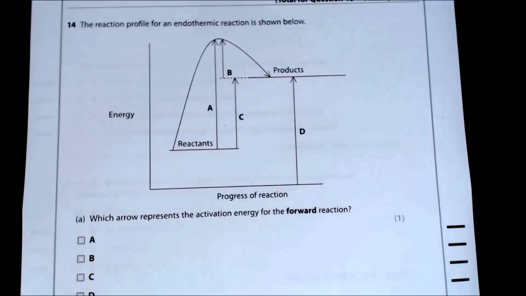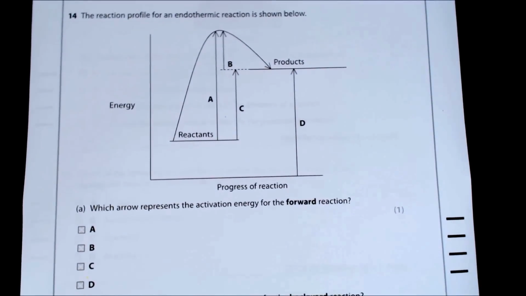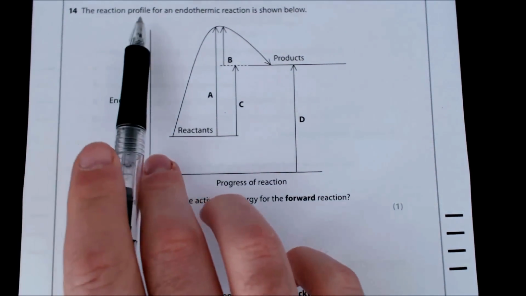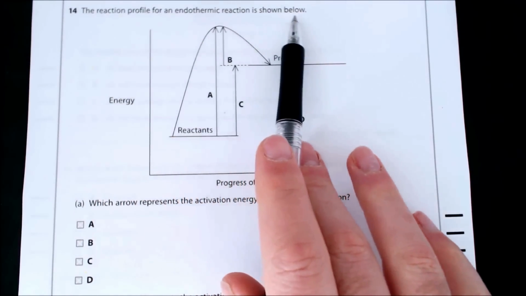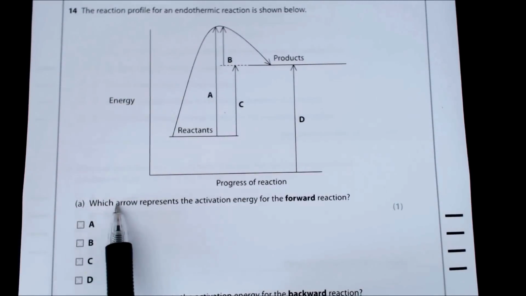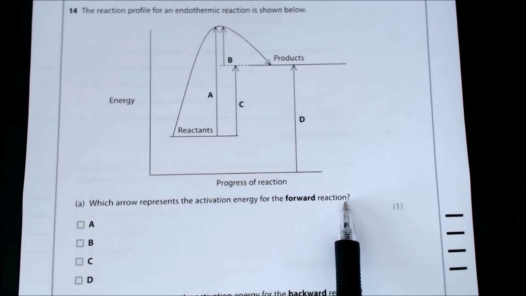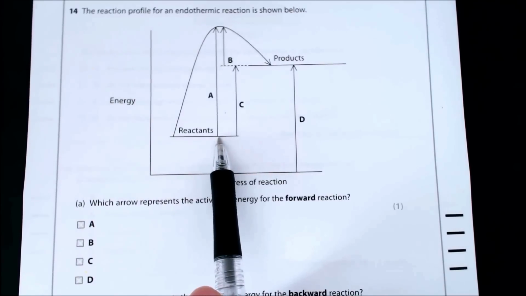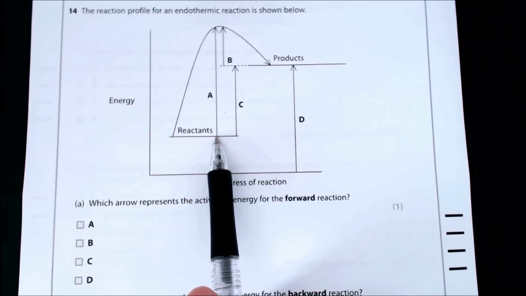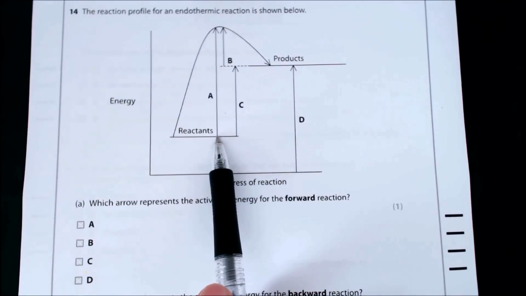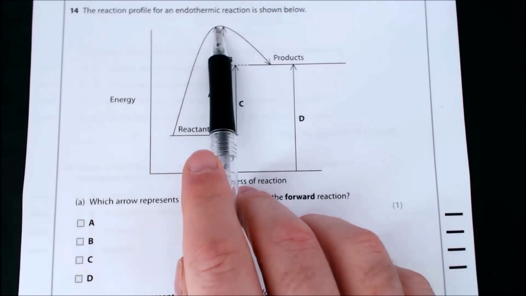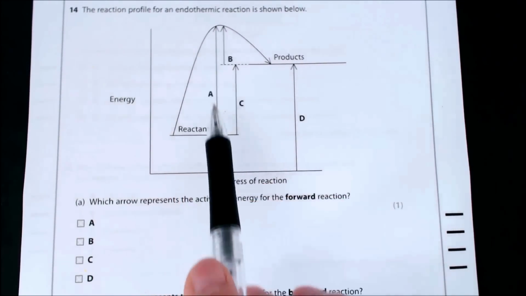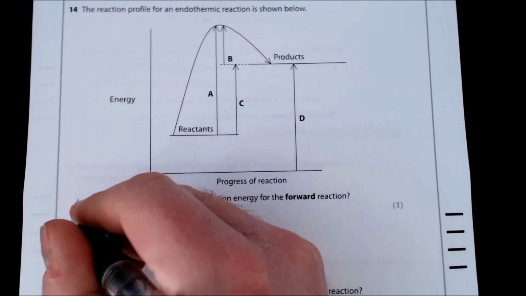Okay, so question 14. It says the reaction profile for an endothermic reaction is shown below, and which arrow represents the activation energy for the forward reaction. So the forward reaction is reactants going into products. The activation energy is the amount of energy required to allow the reaction to occur. So we're going from here all the way up to the peak of this energy profile. So the answer is A.